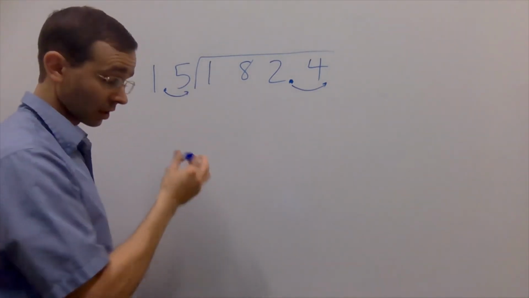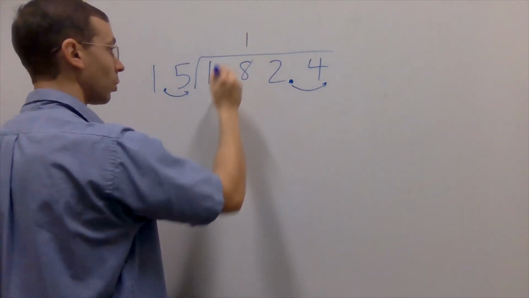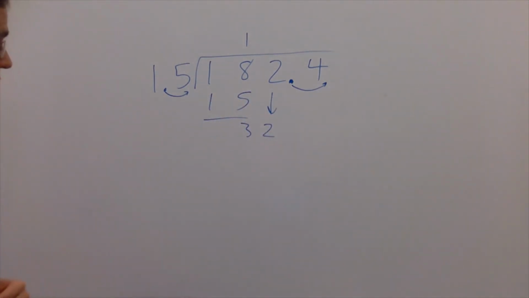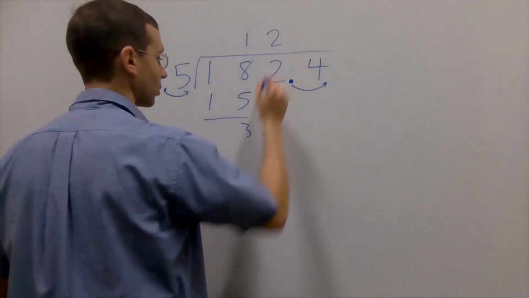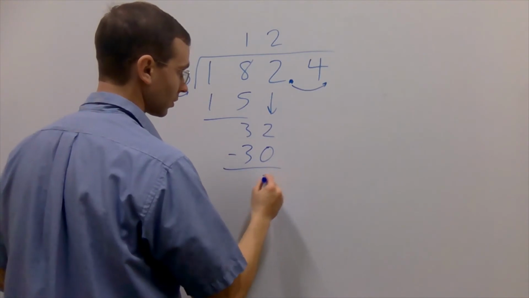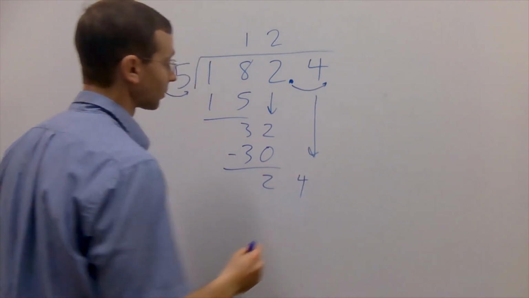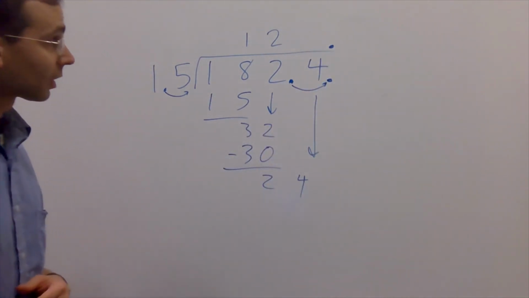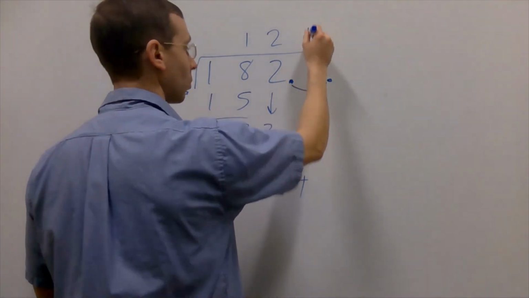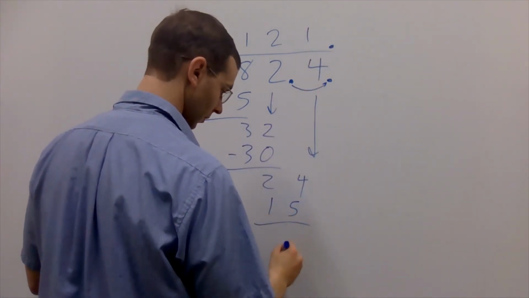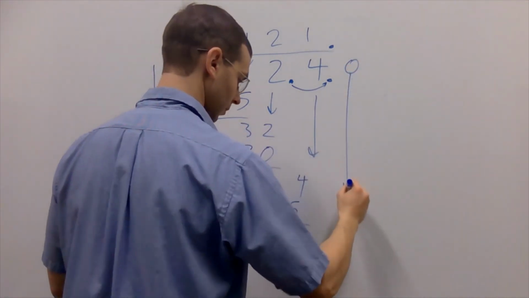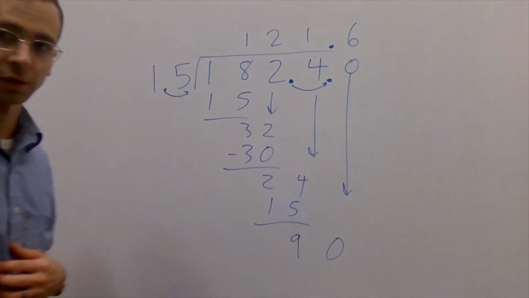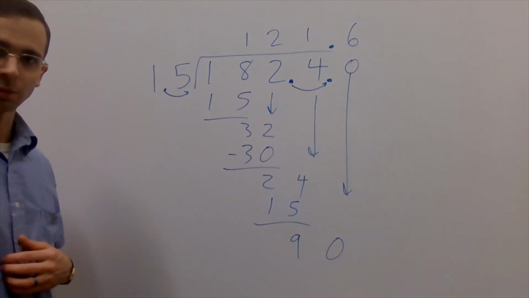15 does not go into 1. 15 goes into 18, however, one time. 32 to deal with next. Twice. And 15 goes into 24 once. And last but not least, 15 goes into 96 times.